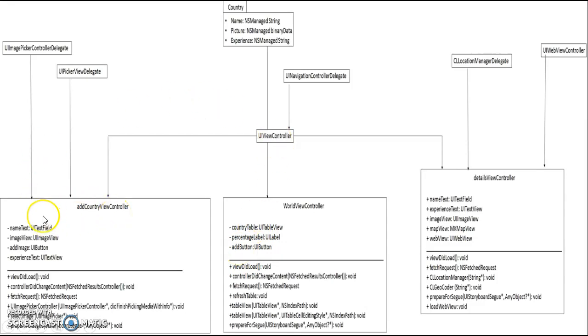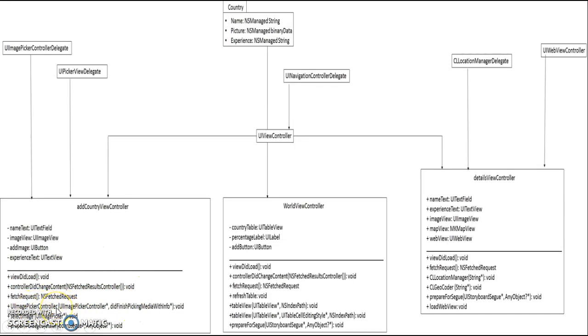And with this, like you saw, we have a UI text field to enter the name. We have a UI text view to enter the user's experience and their thoughts on the country. There's the button, which will allow the user to add an image, access the UI image picker controller, and then the UI image view, which will allow the user to see what image they picked. And then again, there's view did load, fetch request, controller did change.